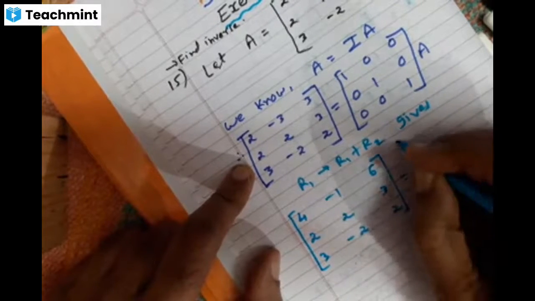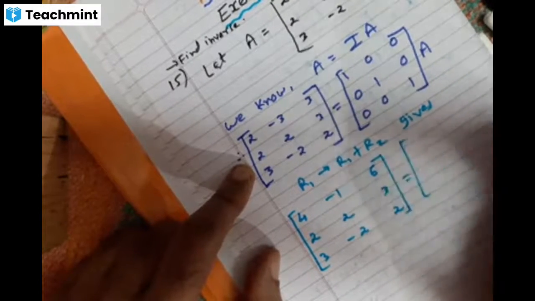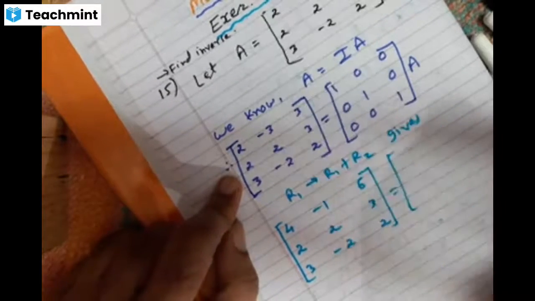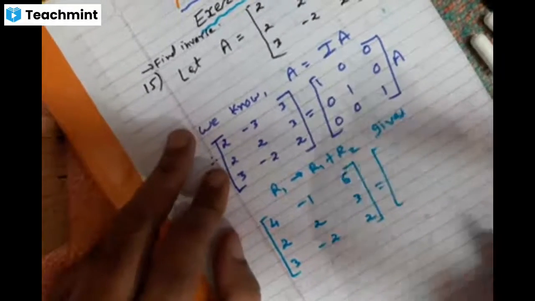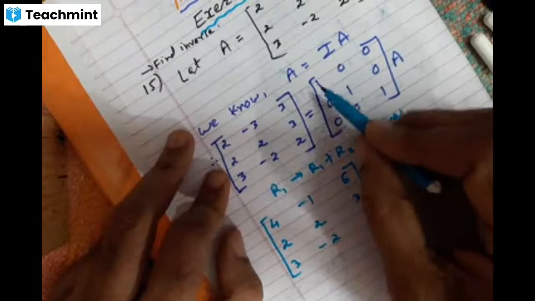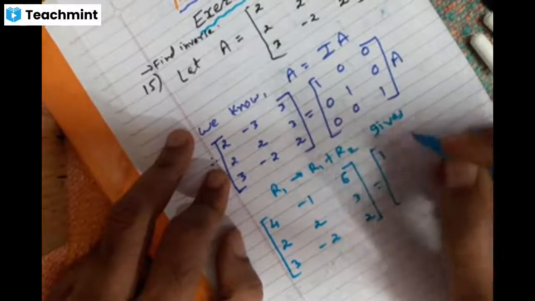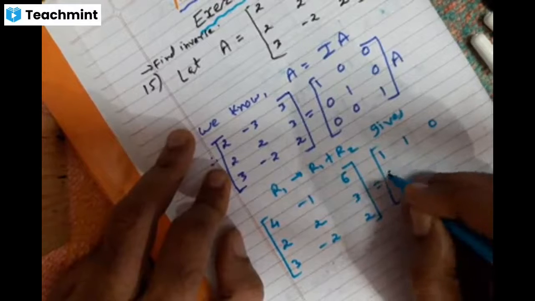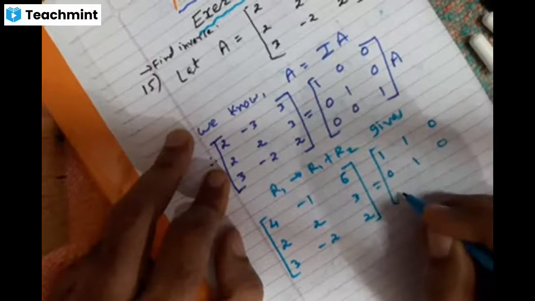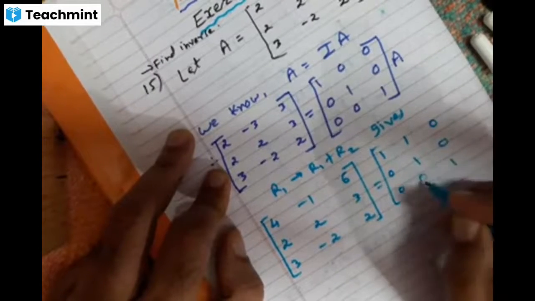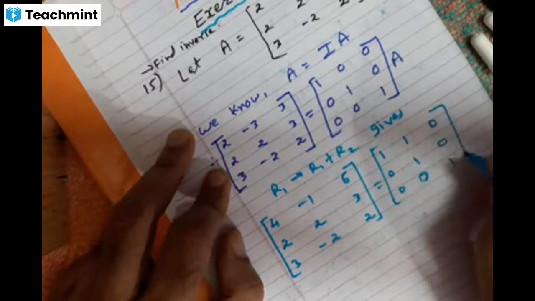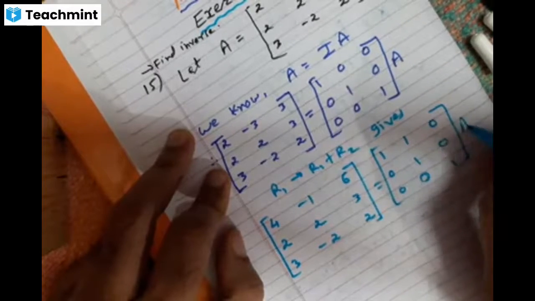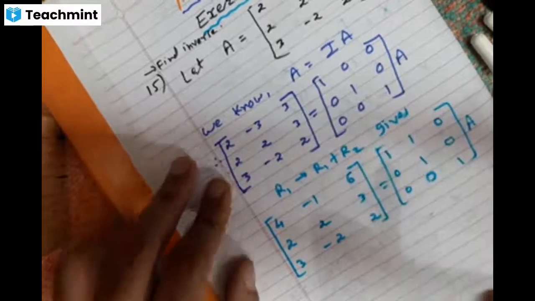is equal to. Okay. Now the same thing we have to do on the RHS as well. So here what will happen? 1 plus 0, so 1, 0 plus 1, 1, 0 plus 0, 0. Second and third row as it is. Okay, right? Into A. Got this?